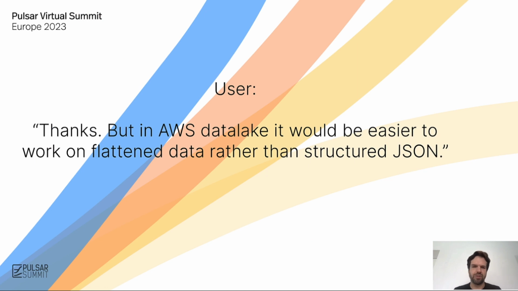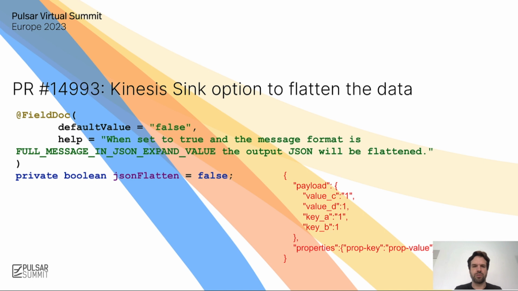Okay, so this was the first step, but then he came back to us and said that he wanted to put his data into a data lake. So it would have been easier to work on flattened data, where each key or value would have been a field of the JSON rather than a structured JSON. So we worked on an option to flatten the JSON payload, and we added it to Kinesis.